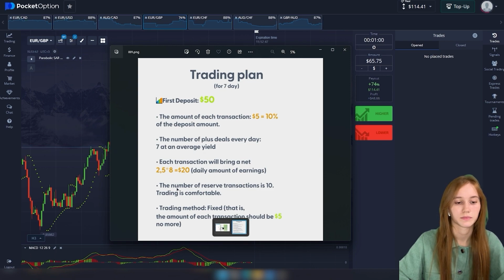So it's fixed method of trade. Each deal should be no more than $5 to clearly understand your trading plan. What to say more? If anything, like the signals, like the rest of the plans, this is just an example.